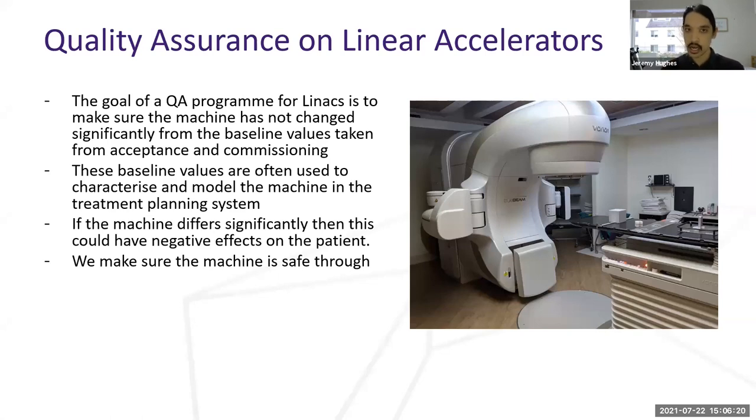Now, these are very complex machines. So the goal of a QA program that we are doing on this LINAC is to make sure that the machine hasn't changed from when we took baseline values during the acceptance of the machine. So when we first got the machine in, we did all of our acceptance and our commissioning of the machine to make sure that it was nice and safe. And we recorded all of these baseline values. And using these baseline values, we've created models that characterize the machine. And then using those models, we can create plans to treat patients. So it's important that the machine characterization holds and that the machine is performing very similar to how it was performing when we first got it.